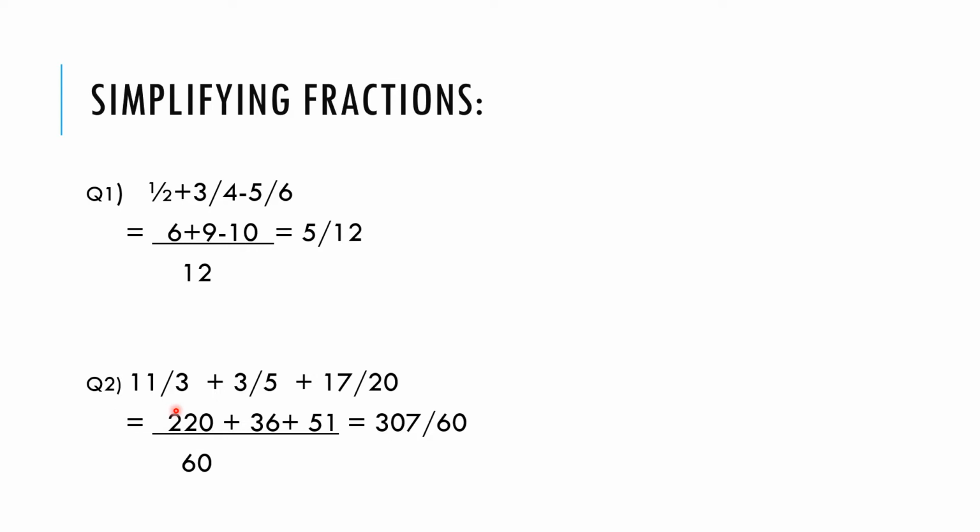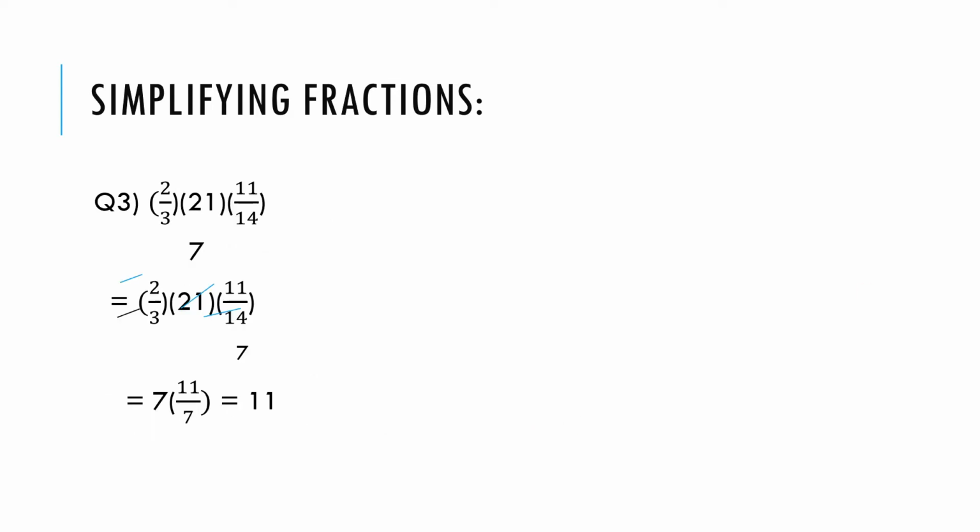Another question. 11/3 + 3/5 + 17/20. We take the LCM of 3, 5 and 20, which turns out to be 60. So 60 divided by 3 is 20, 20 times 11 is 220. 60 divided by 5 is 12, 12 times 3 is 36. 60 divided by 20 is 3, 3 times 17 is 51. So 220 + 36 + 51 is 307/60.